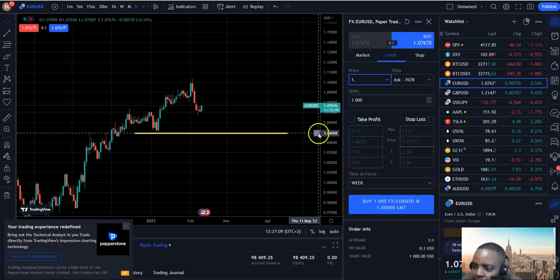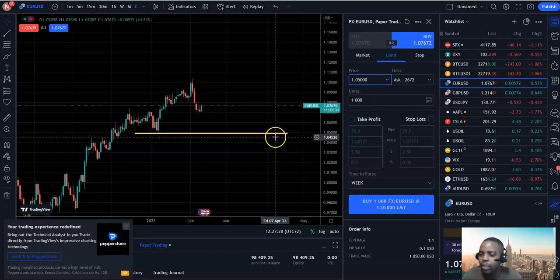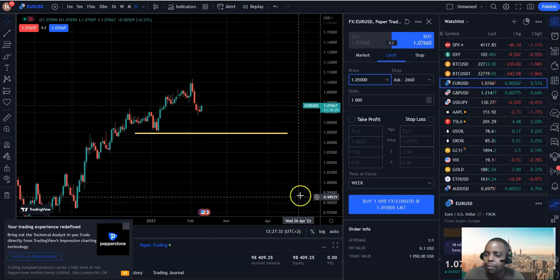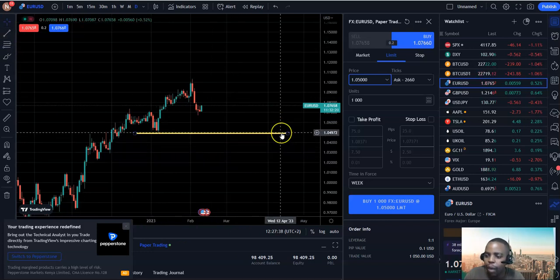Right here it says 1.05 thousand. That is the 1.05 thousand US dollars that I want to acquire in this trade. That's when it will trigger. It will trigger at this price at this point. That's the one I'm using, this yellow trend line, just to indicate where I want to buy it.